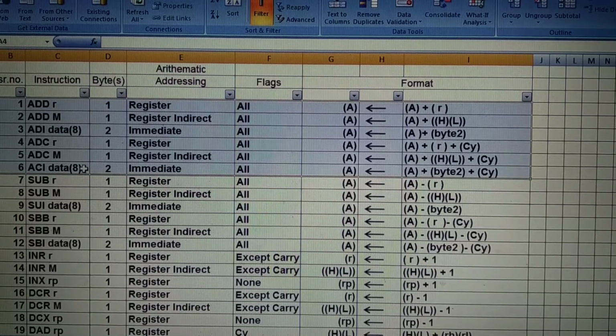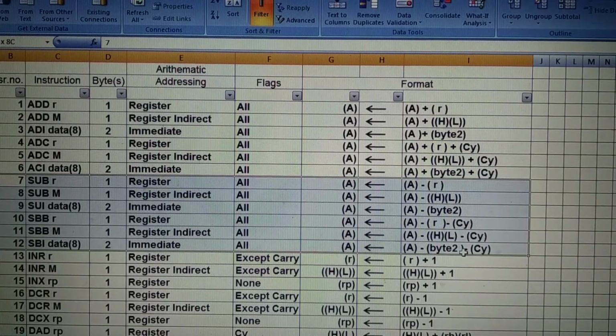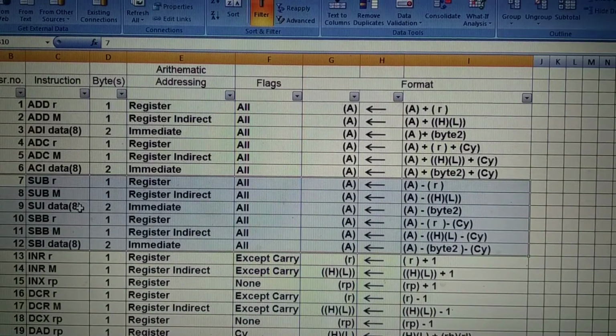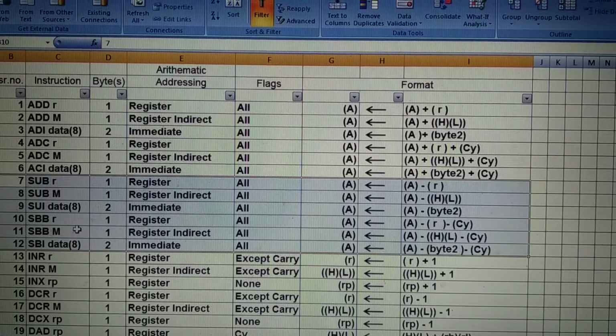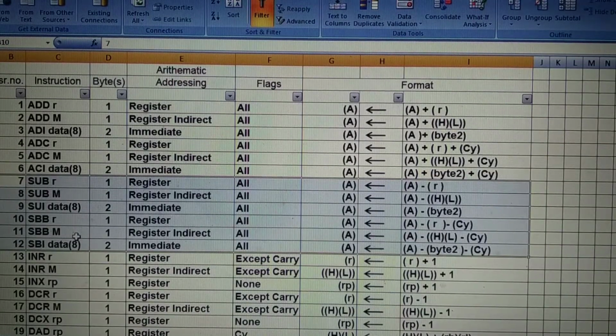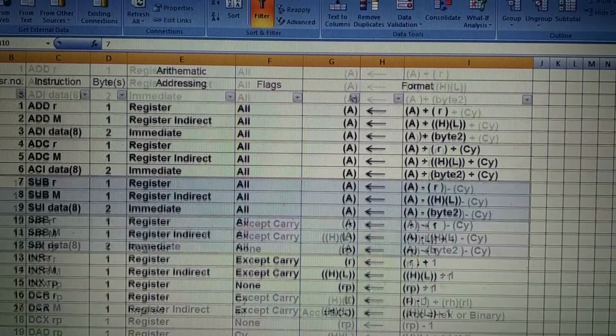Similarly, we are having 6 subtract type of instructions. Subtract R, subtract memory and subtract byte 2. Subtract register along with borrow, subtract memory along with borrow, subtract byte 2 of the instruction along with borrow.